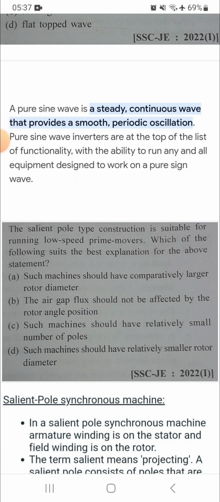Option A, such machines should have the comparatively larger rotor diameter. The air gap flux should not be affected by the rotor angle position. Such machines should have a relatively small number of poles. Such machines should have the relatively smaller rotor diameters. What is the answer? Is option A the right answer?